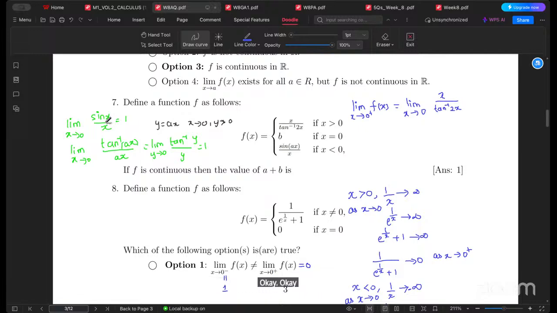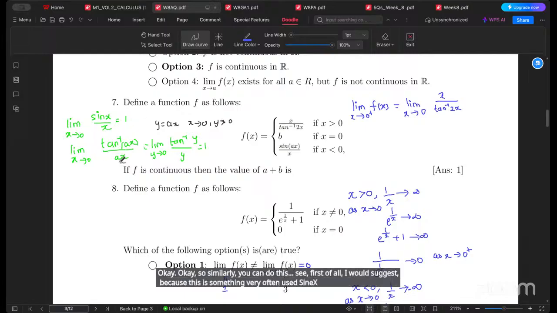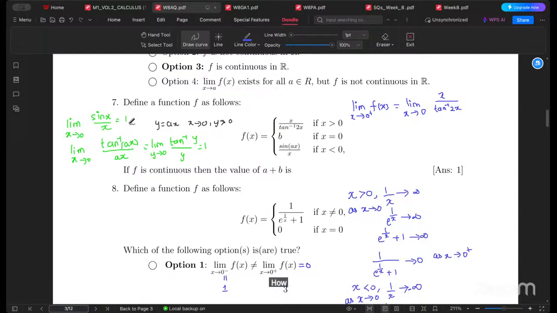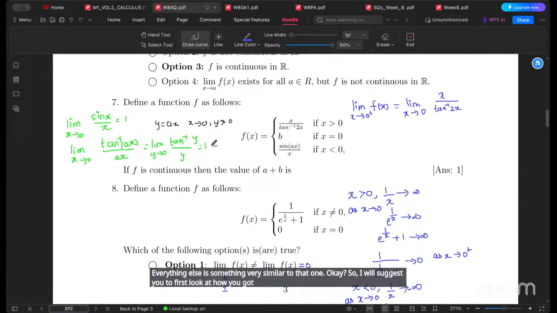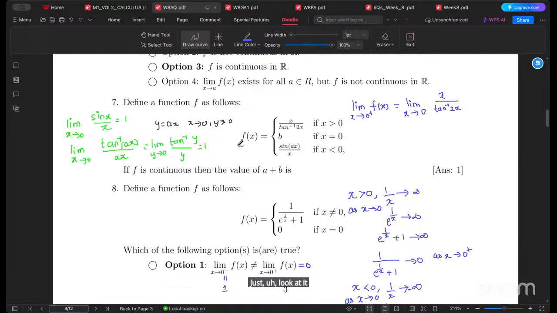Similarly, you can do this. First of all, I would suggest, because sin x by x is something very frequently used, though this one is not, look at how you obtain sin x by x first. If you understand this one, everything else is very similar to that one. Same way you can get this also. These are some formulas only; you have to just look at it and practice.